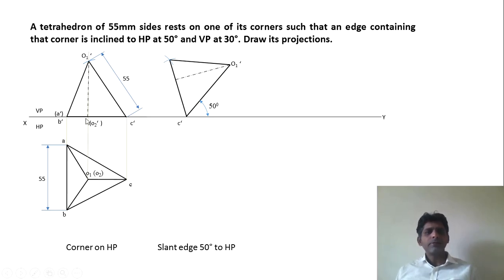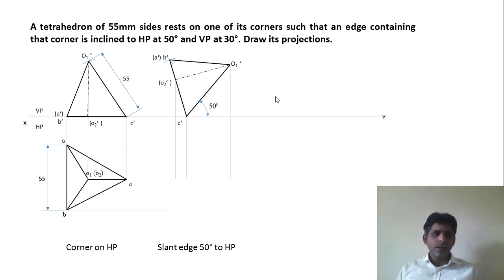From C dash you can measure O2 dash and mark an arc, and this will represent the axis. O1 dash O2 dash will represent the axis here. The next step is to obtain the apparent top view. The steps are similar. Take the projectors and join the boundary lines.